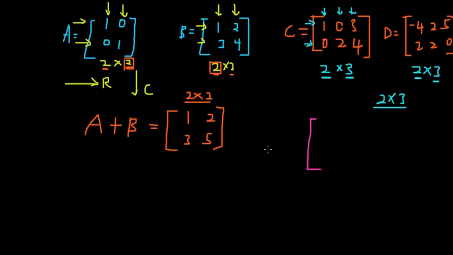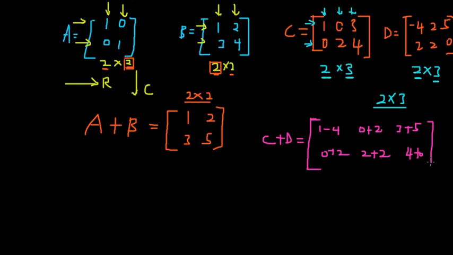Okay, so we are doing C plus D, so we are doing the addition. We have 1 plus -4, so we have 1 minus 4. Then we have 0 plus 2, and then 3 plus 5. Then we proceed with 0 plus 2, and then 2 plus 2, and then 4 plus 0.